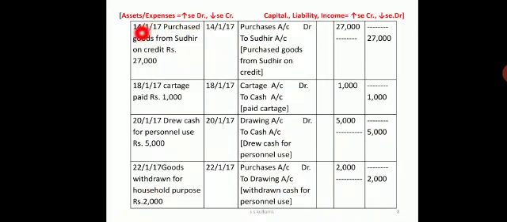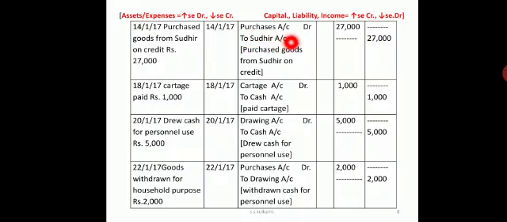Next, coming on 14.1, I have purchased goods from Sudhir on credit. Now Sudhir becomes our creditor and I have purchased on credit basis. Therefore, Sudhir is our creditor. So purchases increases the expenses. It is to be debited. Sudhir is a liability because I have to pay him in the long run or at a future date. Amount has to be paid. So he is our creditor, 27,000.